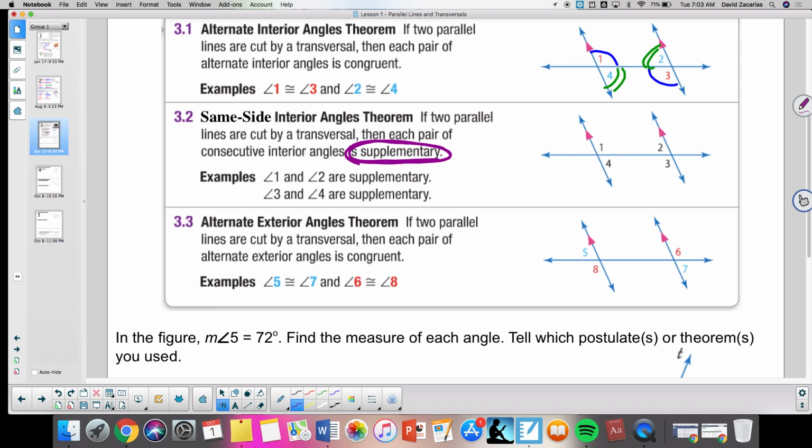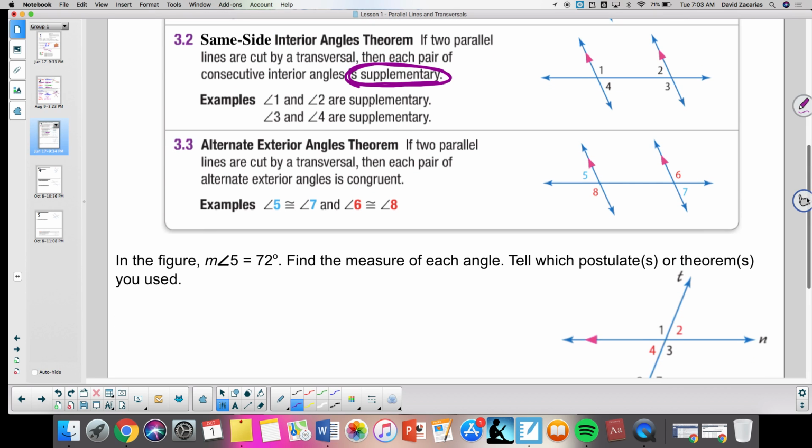And here we have alternate exterior. It says congruent. So alternate, 5 and 7. So on alternate sides of the transversal and they are exterior of the parallel lines, then those will always be congruent.